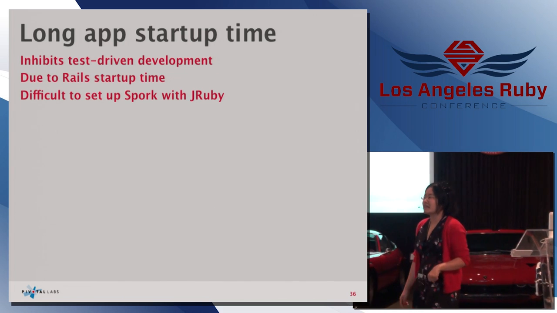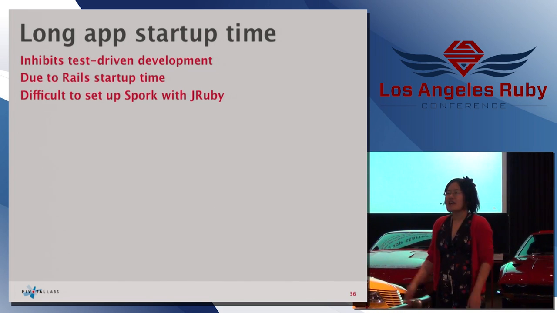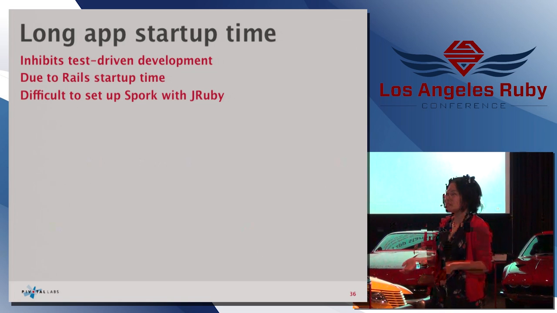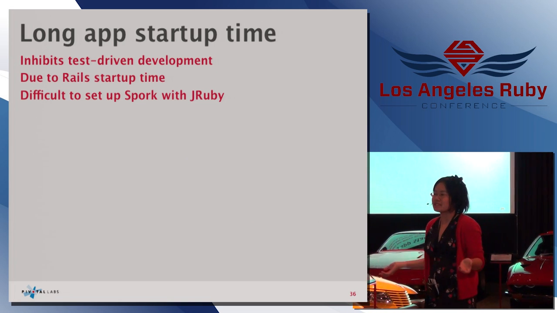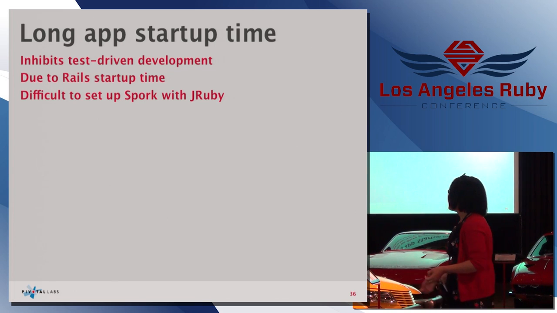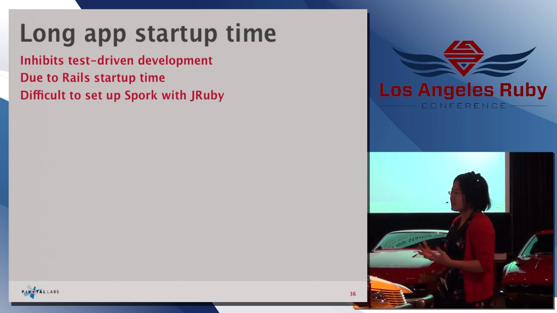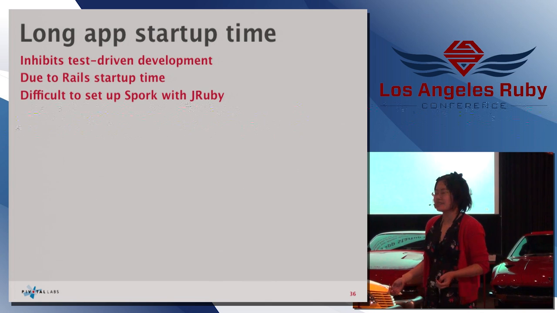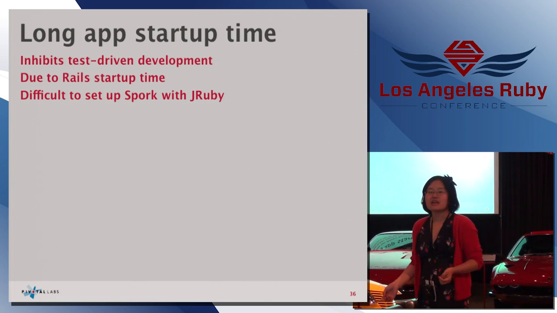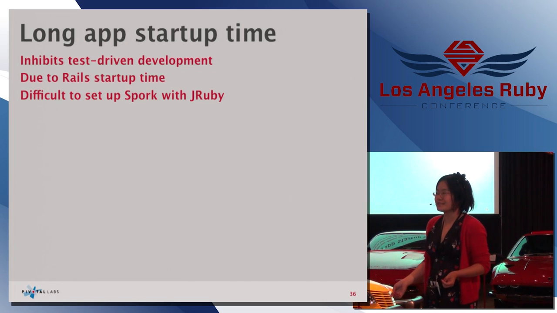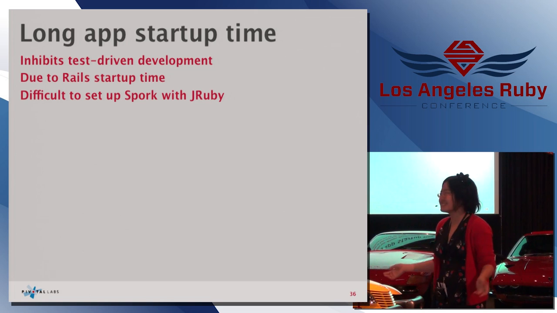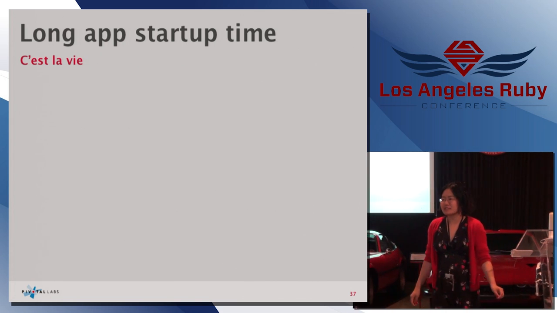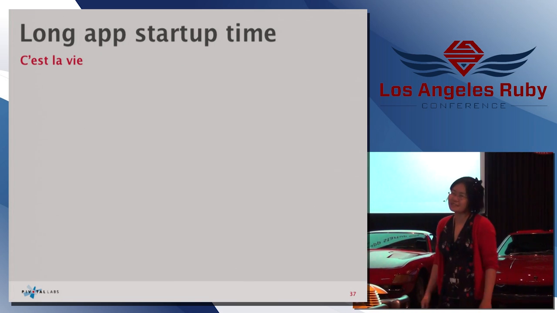So another downside that applies to those of you who do TDD: at my company, Pivotal Labs, we do test-driven development. That means that during development, we're continually running tests, a few times an hour. And there's a long app startup time, especially when you have large Rails projects, mainly due to Rails class loading. As you might know, Spork is a tool which helps reduce that. But Spork doesn't really work with JRuby. We have tried to make it work, but it hasn't. So that's a huge drag on developer productivity. And as far as we can tell, c'est la vie. There's nothing we can do about it.